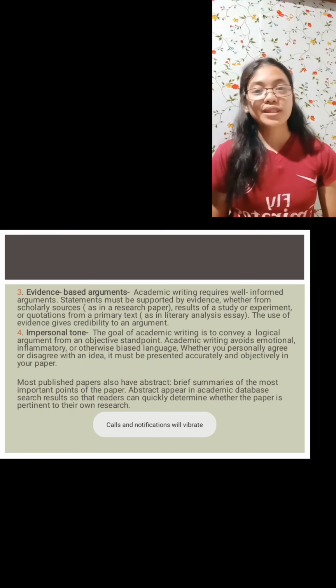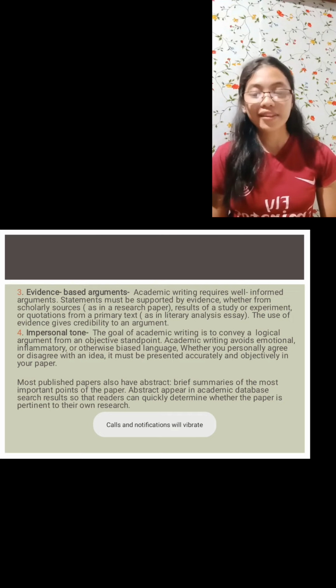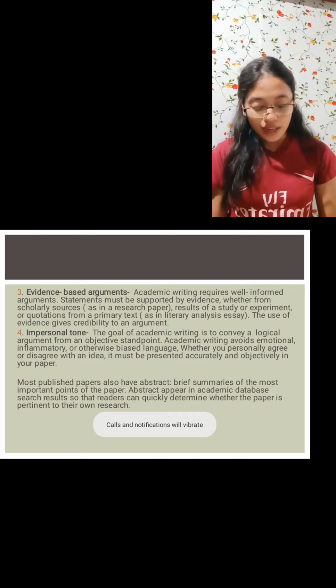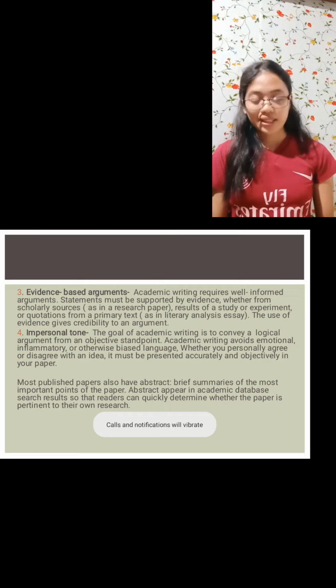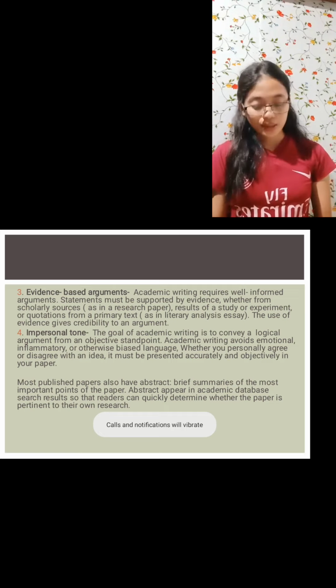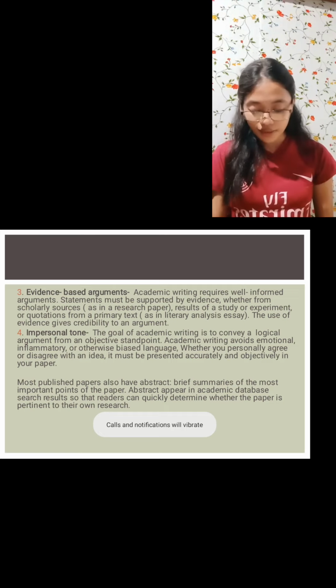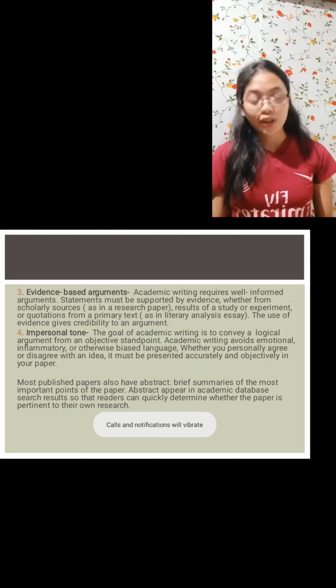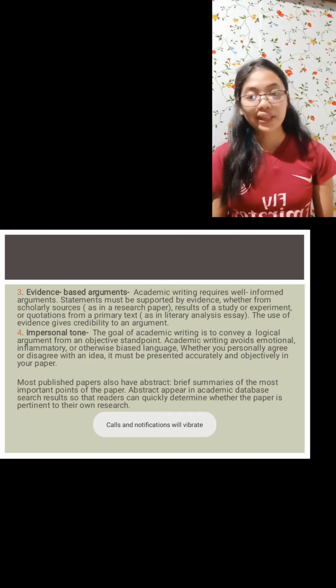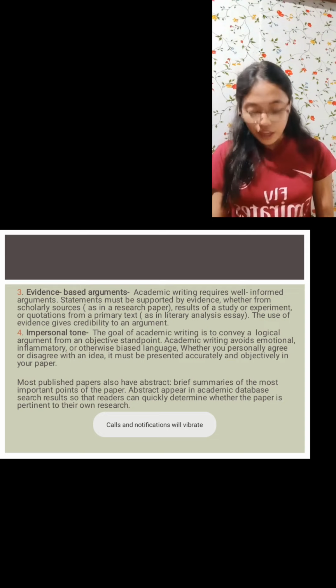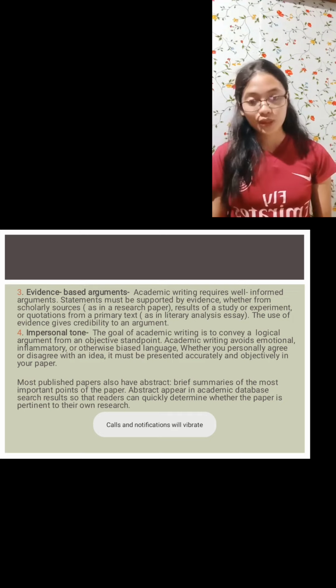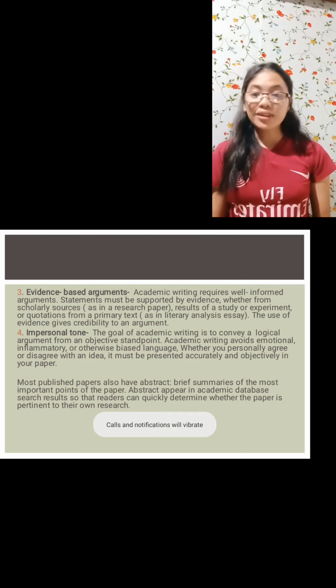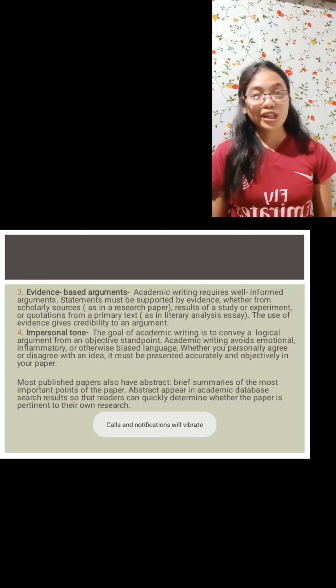Next, let's also consider the characteristic of evidence-based arguments. Academic writing requires well-informed arguments. Statements must be supported by evidence, whether from scholarly sources as in a research paper, results of a study or experiment, or quotations from a primary text, as in a literary analysis essay. The use of evidence gives credibility to an argument. If we are going to present an argument, it should have reliable evidence to persuade the readers that our academic writing is trustworthy.